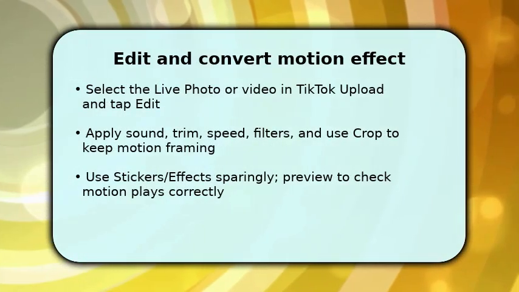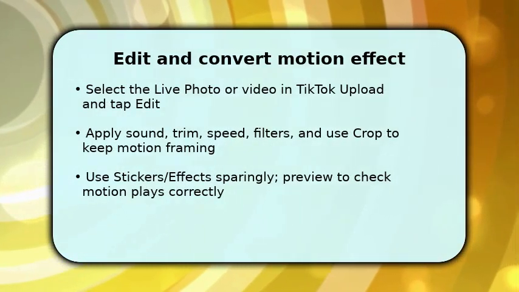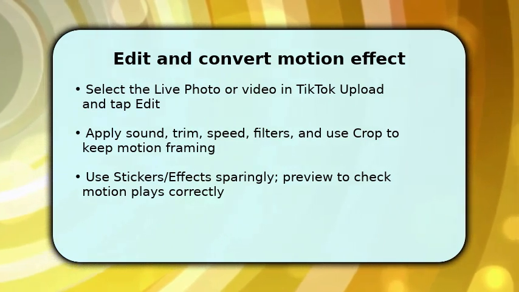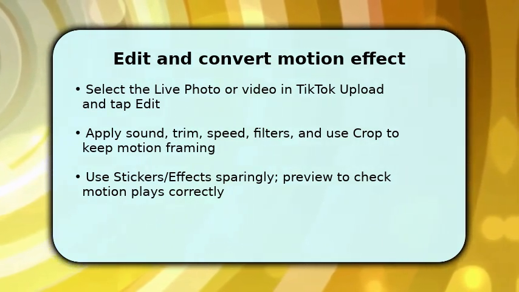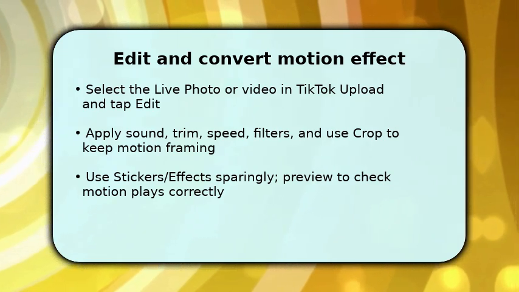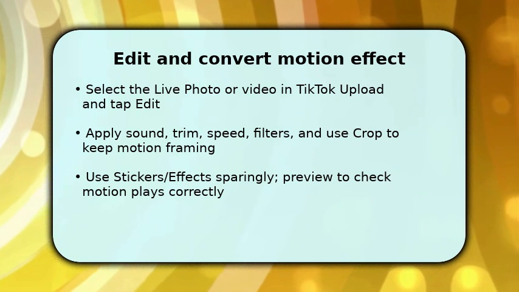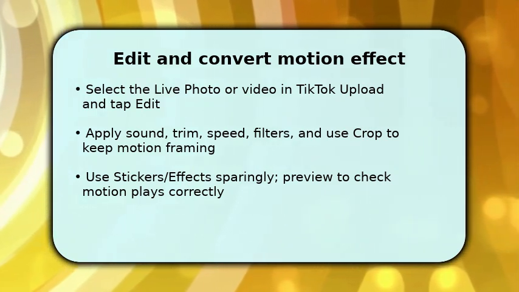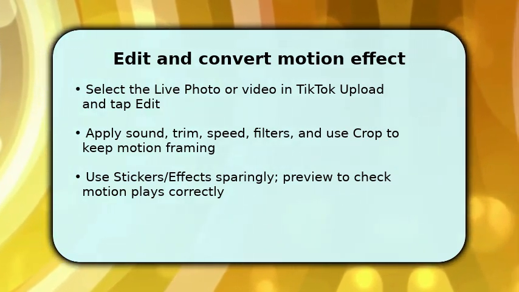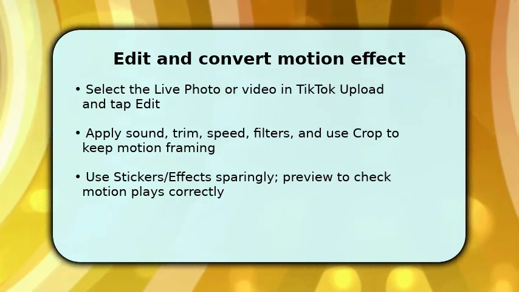Now you refine how the live photo appears on TikTok. After selecting the file and upload, tap Edit to trim length and adjust speed so the motion reads clearly. Slower speeds emphasize movement. Apply filters or crop to keep the moving subject centered. If you need the live photo to loop, export as a short video clip with seamless trim.